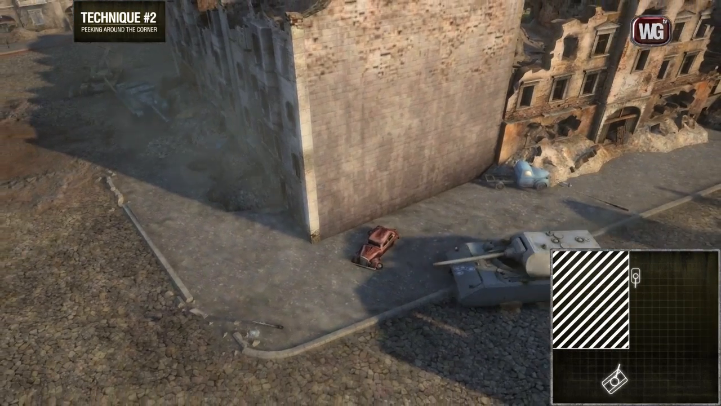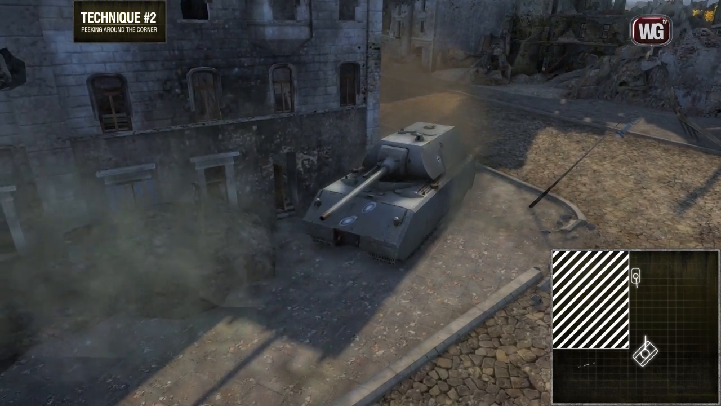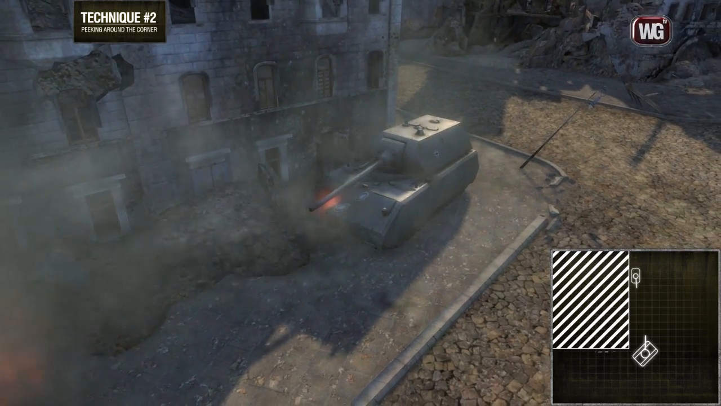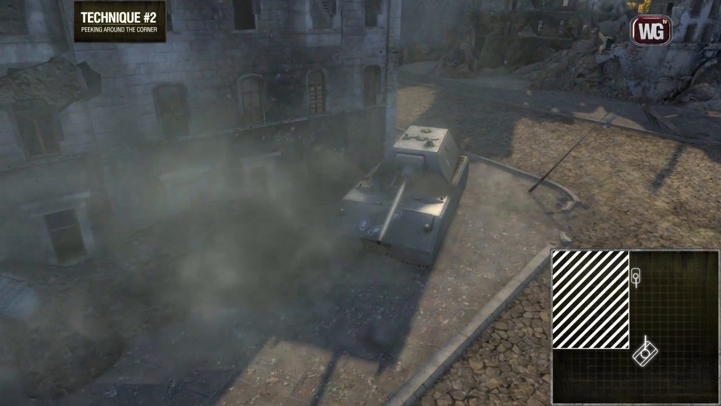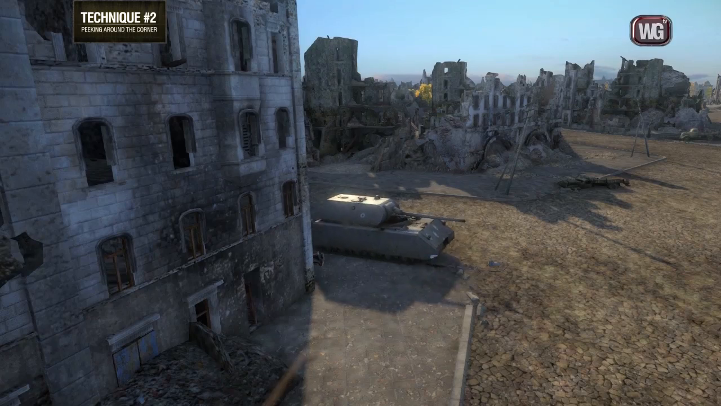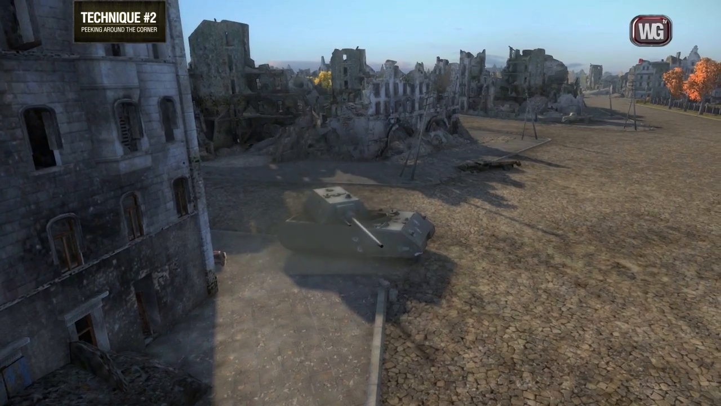Peeking around the corner. You should always drive cutting corners so as to protect your vulnerable hull side and your tank's tracks. You should also keep in mind the composition of your vehicle armor so that enemy shells hit only the most protected parts of it. You should expose your tracks only in case your enemy has just taken a shot or doesn't see you.